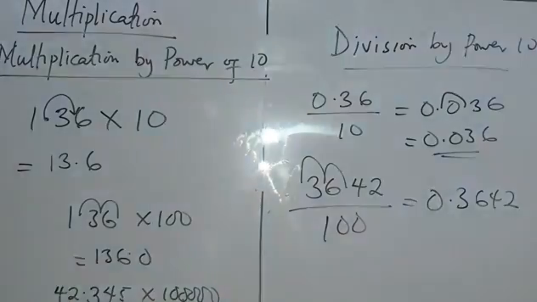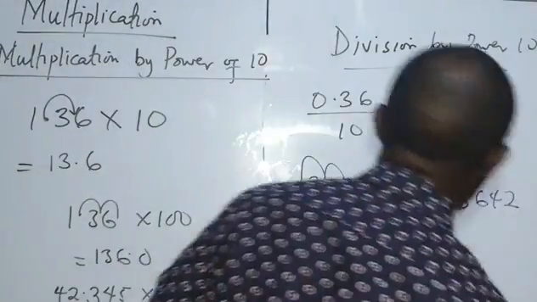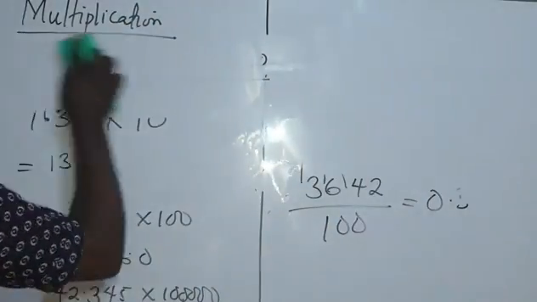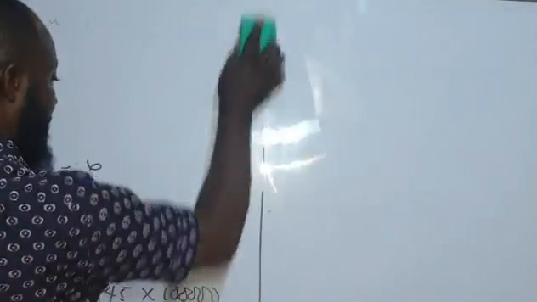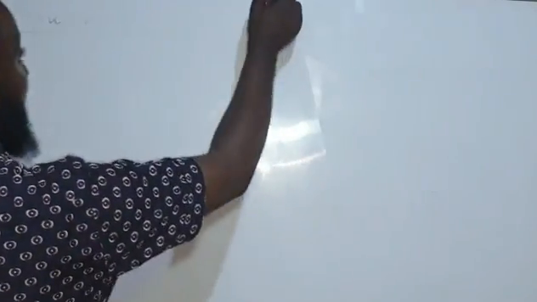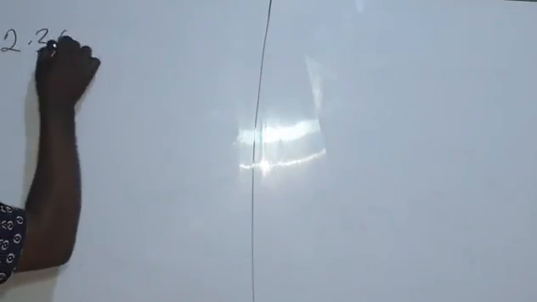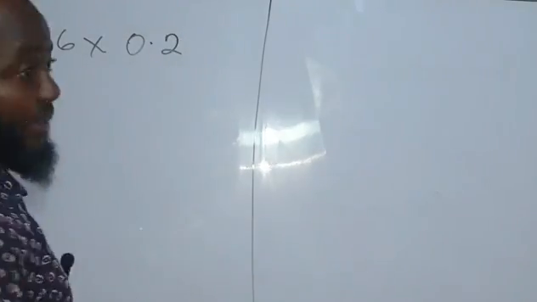Then we now look at normal multiplication of decimals. You want to multiply decimals. How do you do that? So let's now look at the normal multiplication. So for example, you have 2.36 multiplied by 0.2. You want to multiply this.